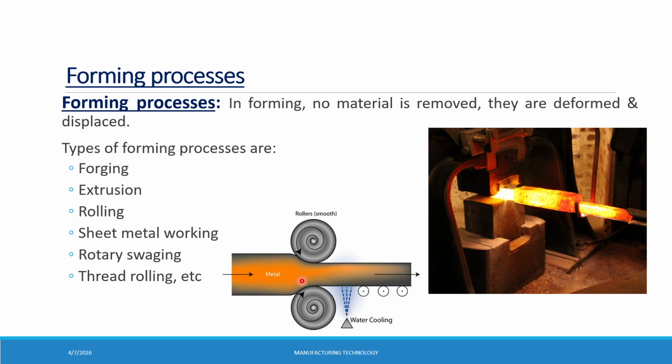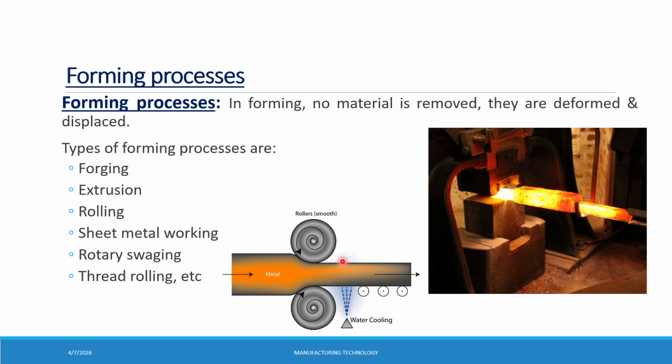So here you can see an example of forging, where you can see this particular hot rod is being shortened or made lesser in dimension using a hammer-like object. So this is an application of impact force, making the component into a shape that we want, and this process is called the forging process.